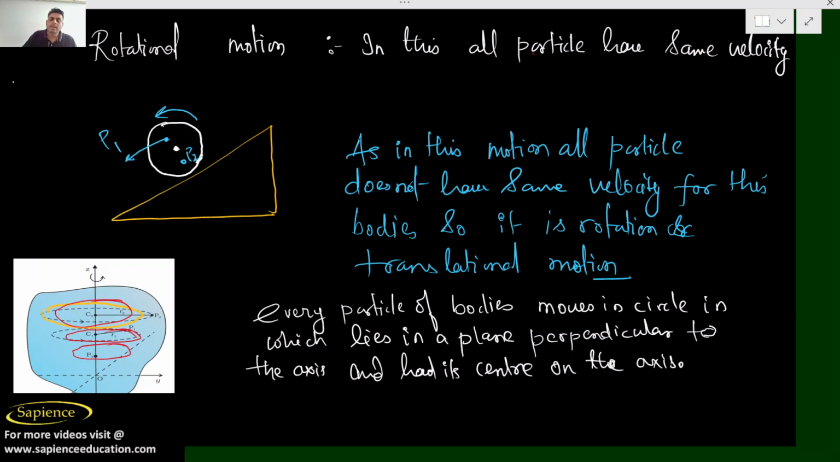In this, what will happen? In this, every particle will have the same velocity. But in this motion, all particles do not have the same velocity for this body. So it is rotational and translational motion. Every particle of the body moves in a circle which lies in a plane perpendicular to the axis and has its center on the axis.